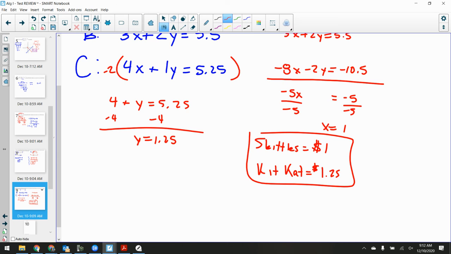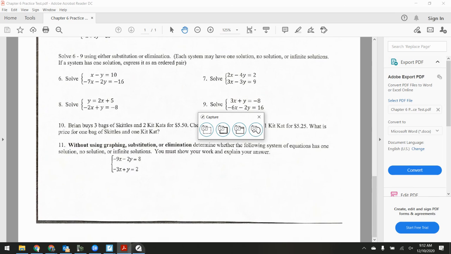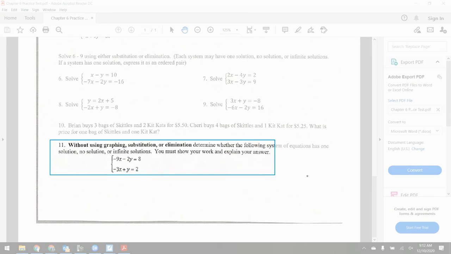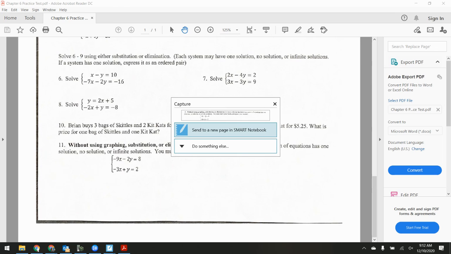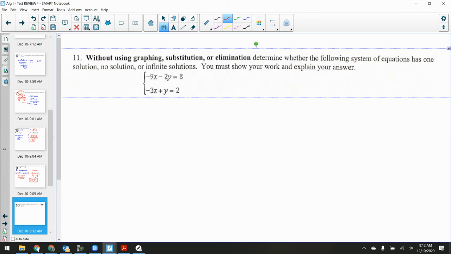Now, this last problem was a little difficult. In my opinion, this last problem might be a little difficult for you guys. And here's the reason why. Let me capture it in. Because we really haven't done one like it. Without using graphing, substitution, or elimination. What I'm saying there is, do not try to actually get the coordinate. I don't care about what the coordinate is. I care about how can you tell if there's going to be a solution or not.